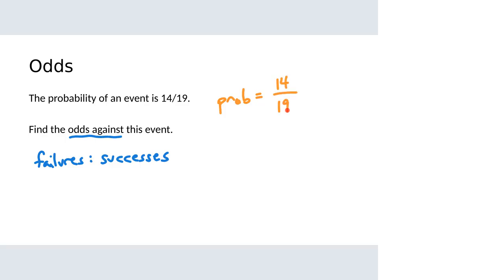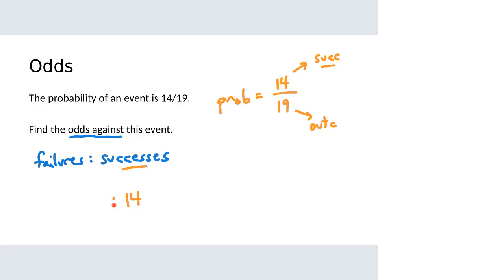Well, the probability tells me that there has to be 14 successes and there has to be 19 outcomes. Well, if I'm supposed to write odds against and I'm supposed to write failures to successes, I already know how many successes there are because it's right here. There are 14 successes. So when I write the odds against this event, it's going to be something to 14. My job here is to figure out how many failures there are. Anybody have an idea? How many failures must there be?